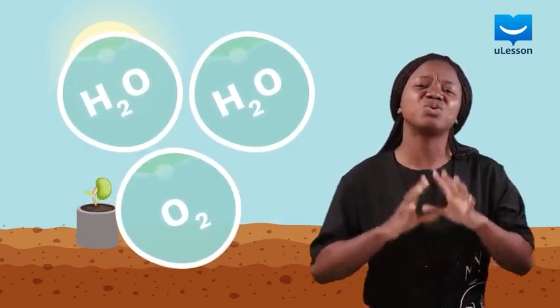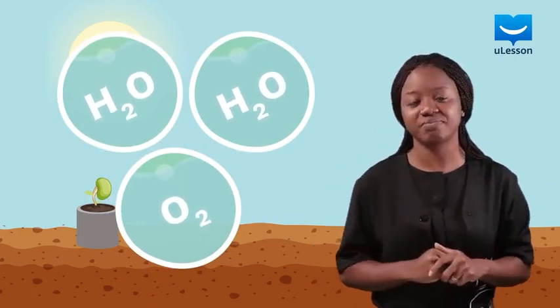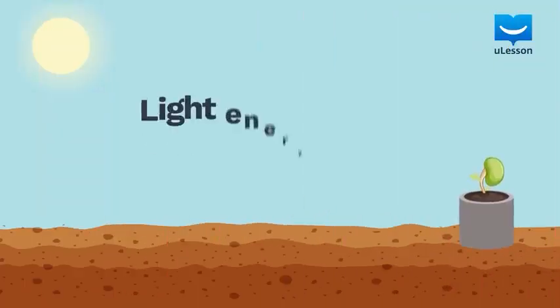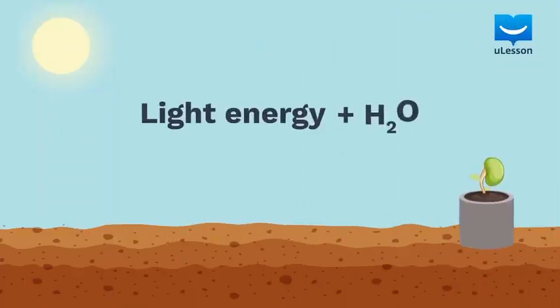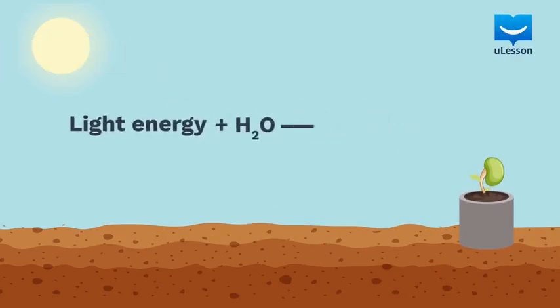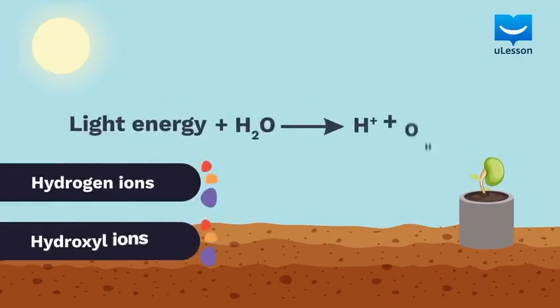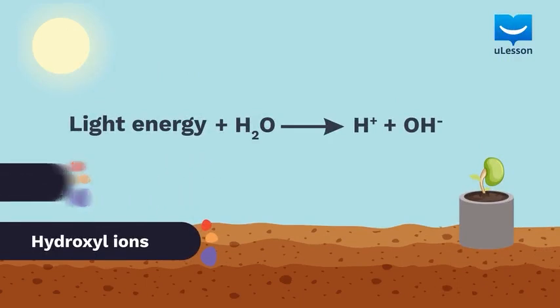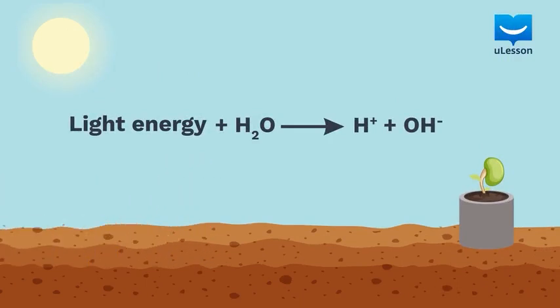That's a lot. So let's go through everything we have said so far. Light energy breaks down water through a process called photolysis. The water is broken into hydrogen and hydroxyl ions. The hydroxyl ions combine to give up oxygen and even more water.